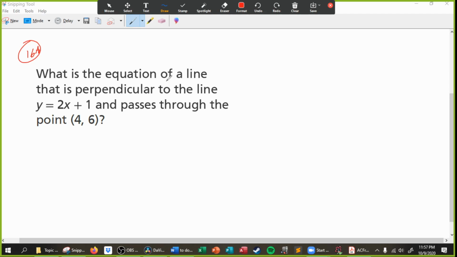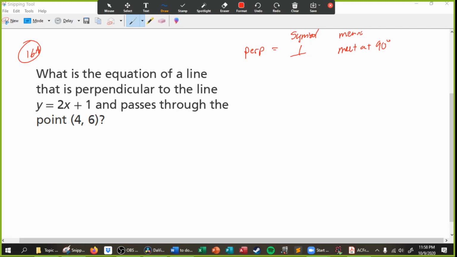So I want to at least make sure we visit that one more time just so we can all see it. So it says, what is the equation of a line that is perpendicular? So remember the symbol for perpendicular is this upside down T. And it means that they meet at 90 degrees. So what is the equation of a line that is perpendicular to this line, y equals 2x plus 1, and passes through the point 4, 6?